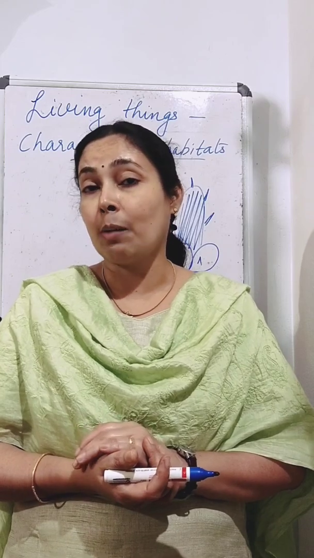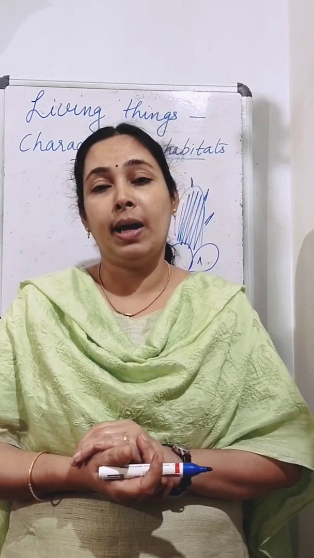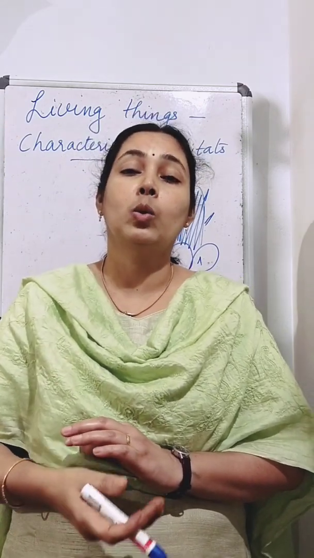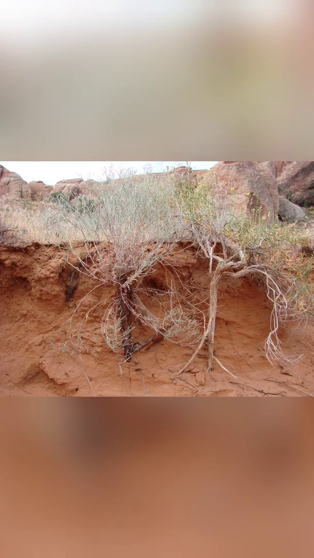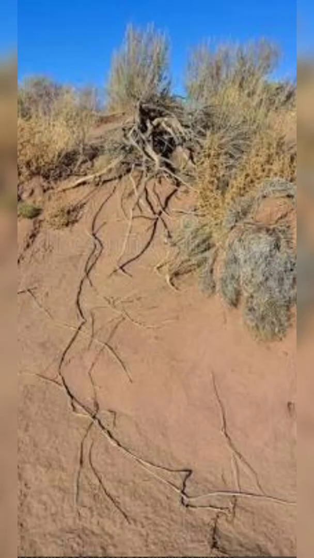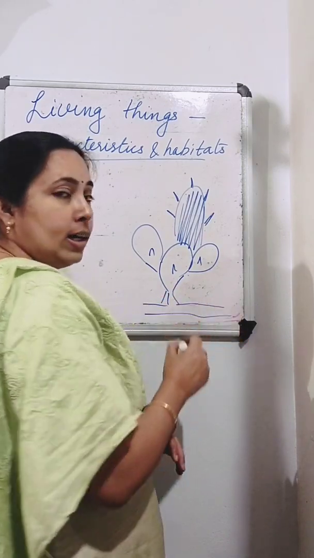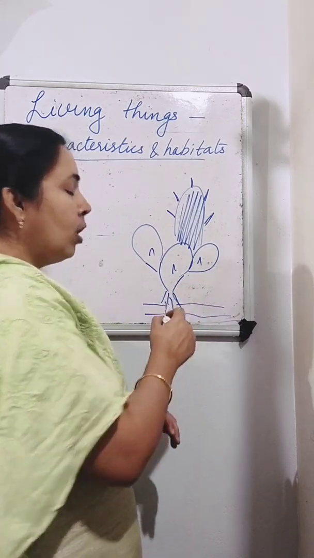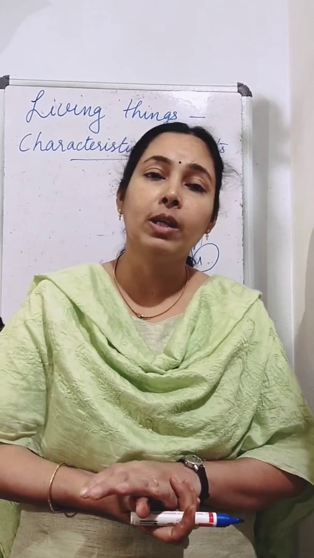So roots are absorbing water from the soil. So most of the desert plants have roots that go very deep into the soil for absorbing water. If they have very small roots, what happens? They won't get water. Availability of water is very less. So they have very long roots that help them for absorbing the water from the soil.